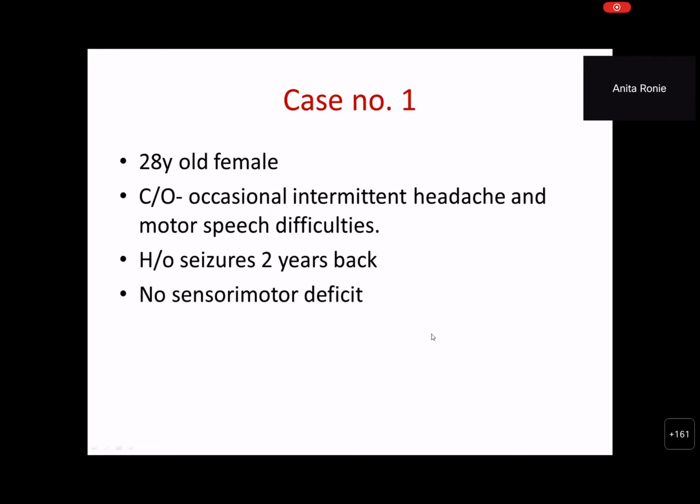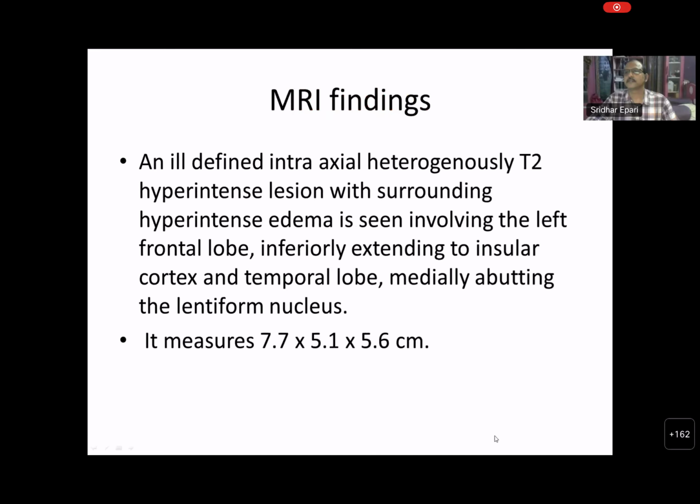When you say 2 years of history, will you consider this an acute presentation, or what kind of presentation? It is not an acute presentation. Yes. So it is probably a longish history type of presentation, which, based on this, suggests some problem with the cerebral cortex. Right? Yes. So what does the radiology signify?